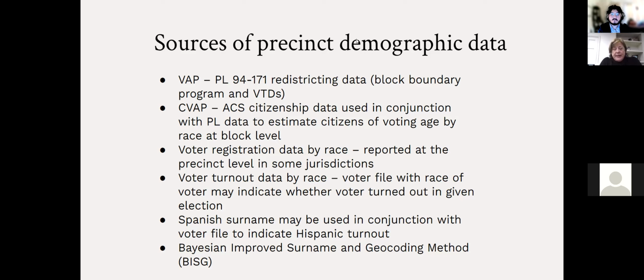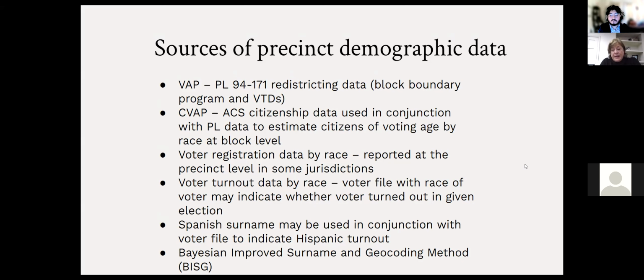Now, in areas with a large number of Hispanics or Asians who are non-citizens, the preferred database when you're using voting age population is actually the citizen voting age population by precinct. To do that, we're going to go back again to the ACS citizenship data, and we're going to use it in conjunction with the PL data to estimate citizen voting age population at the block level. You could actually do it directly at the precinct level, or you could go to the block level and then bring it back up. The reason that it's usually done in the latter format is that you're also going to want citizen voting age population at the block level when you're drawing.